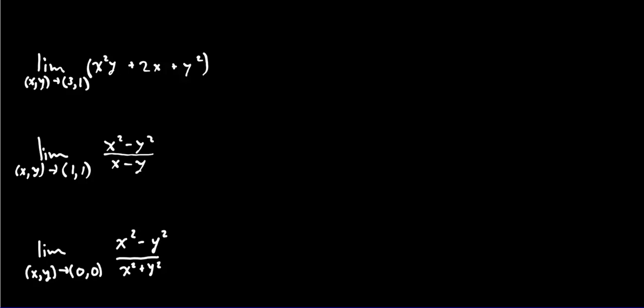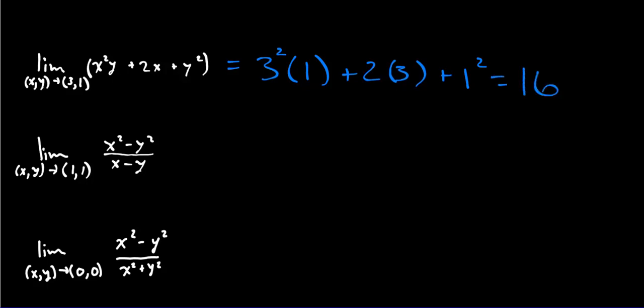And remember, with polynomials, you can just plug in. That's the first thing we think about. I'm just going to try to plug in here. So this is 3 squared times 1 plus 2 times 3 plus 1. So that's going to be 9, there's 15, and what is that, 16? So just 16. Super easy.